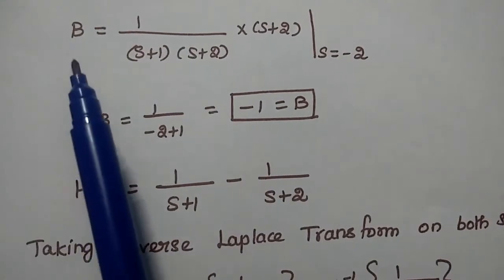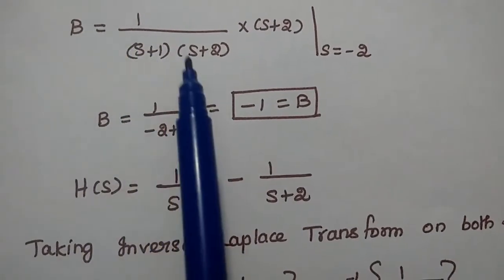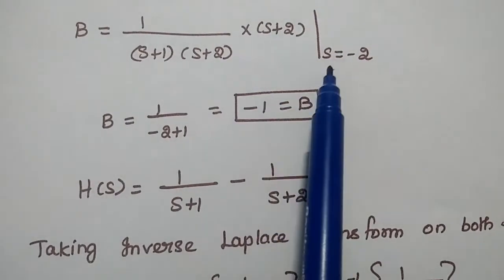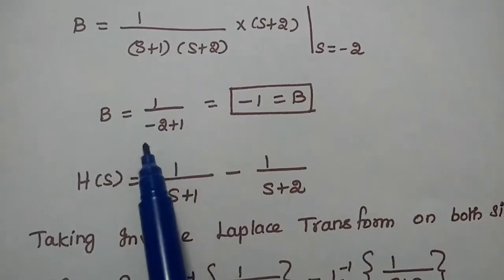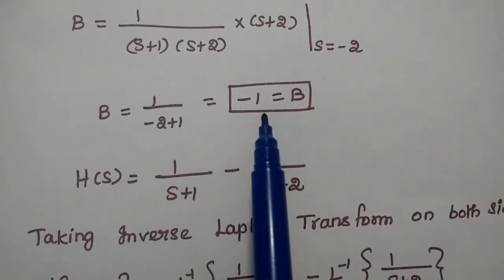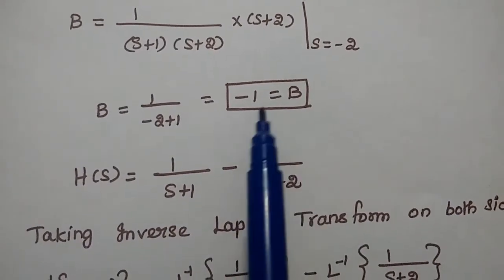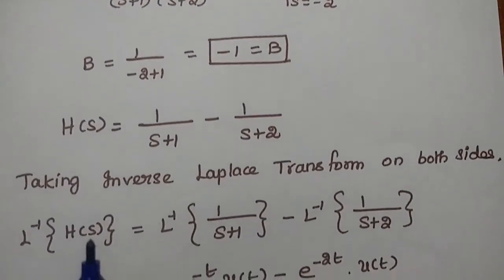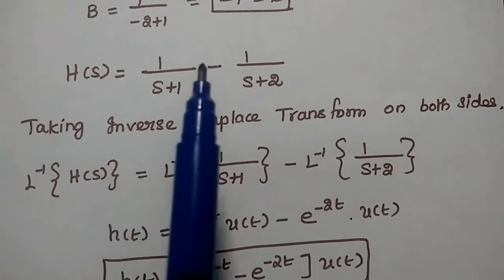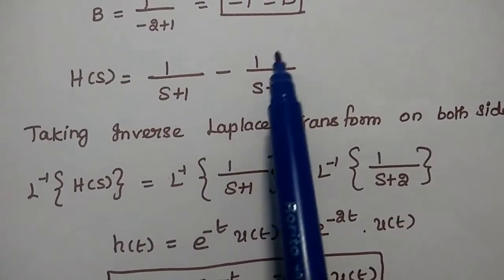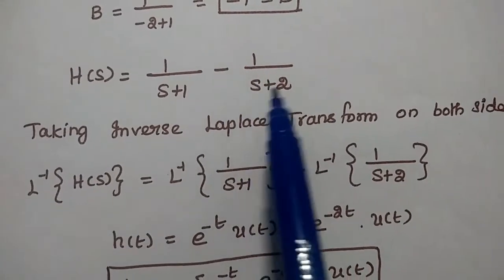Similarly, we can find the value of B. Here 1 divided by (s plus 1) into (s plus 2) is multiplied with s plus 2, with the condition s equal to minus 2. Then we get the value of B as minus 1. After finding the values of A and B, we substitute them in the partial fractions. So A is 1, giving 1 divided by s plus 1, and B is minus 1, giving minus 1 by s plus 2.